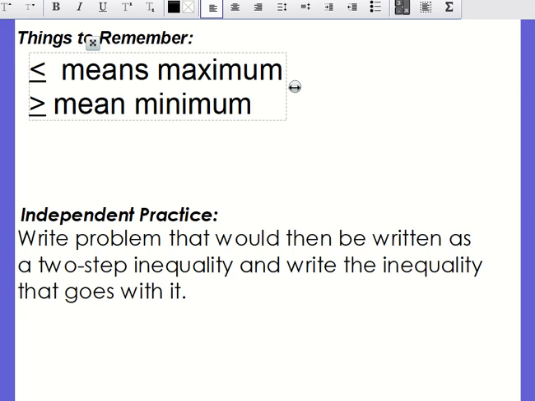Okay. So what I want you to do for your independent practice is come up with your own story that would be a 2-step inequality and write the inequality that would go with it. So you're making up stories like these. If that means you write the inequality first and then come up with a story, that's fine. So you're writing your own story problem that would be written as a 2-step inequality, any kind you want. You don't have to use the less than symbol. You can use a greater than symbol. You could use the greater than or equal to symbol. So come up with your own story and the inequality that would go with it. Okay, until next time.